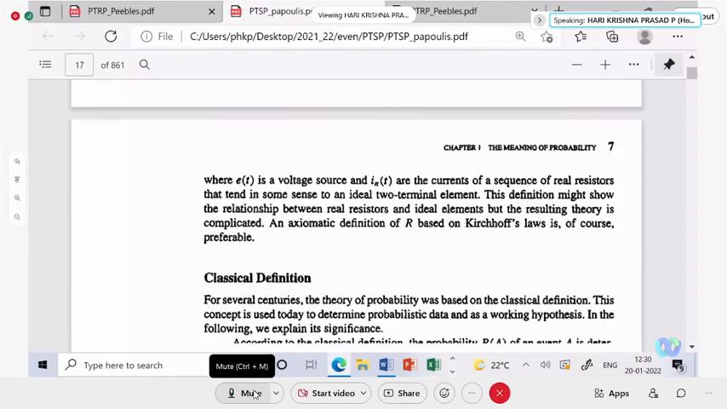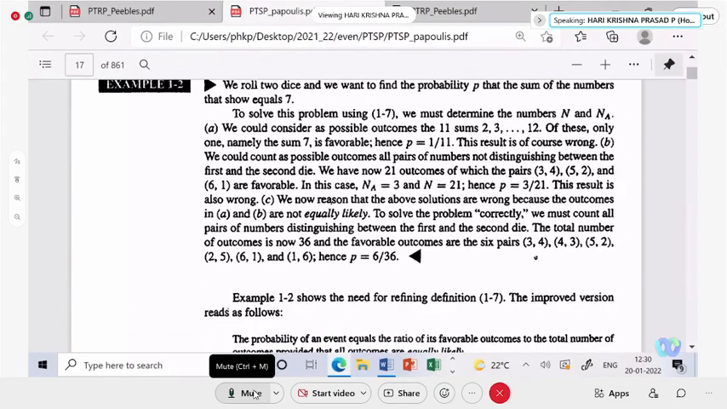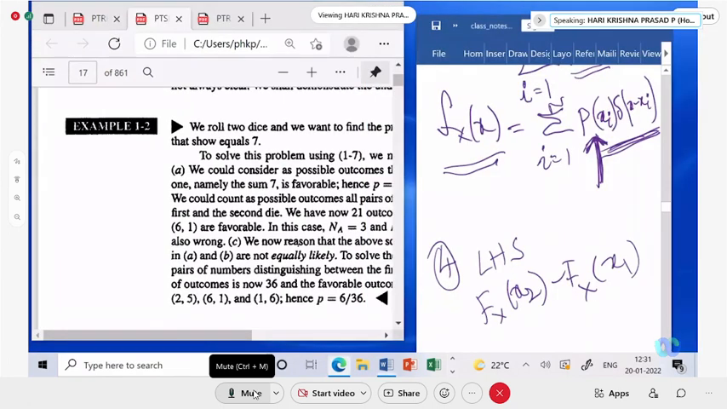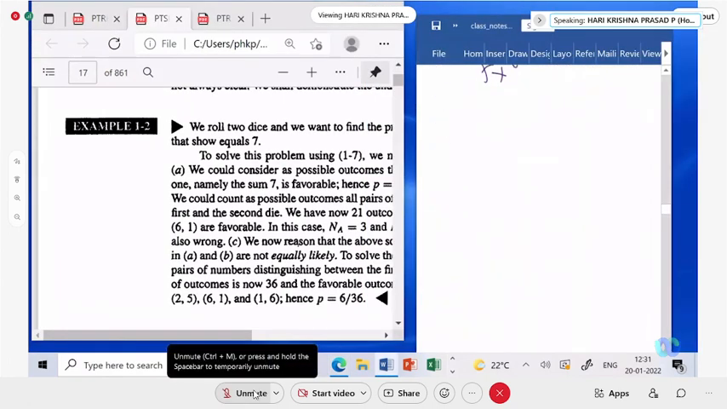Where is 1.2? Yes. Example 1.2. We roll 2 dice, and we want to find the probability P that the sum of the numbers that show up equals 7. This is a problem to be worked out by you. So how do you go about this? While you are writing the assignment example 1.2, let me briefly explain and close the session.